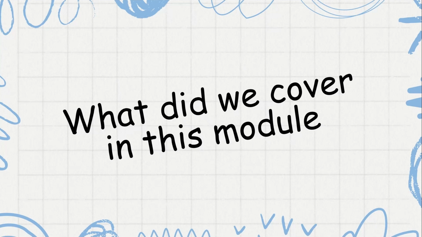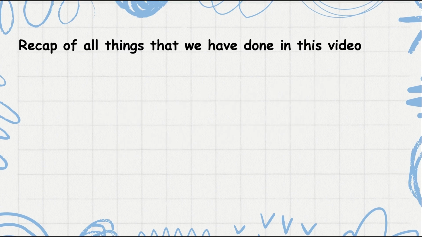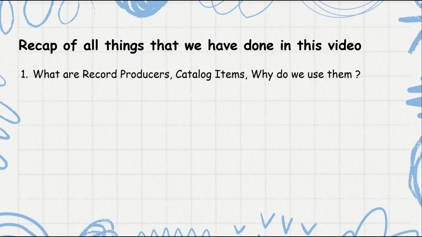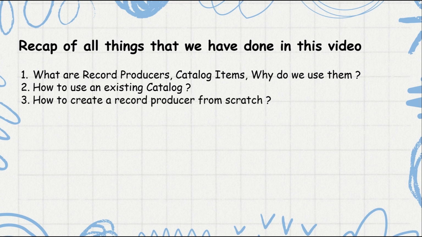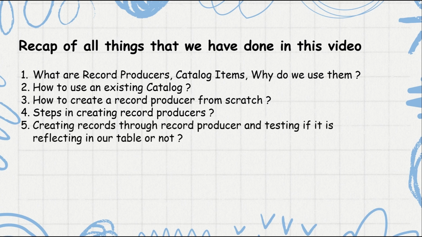Before concluding this module, let us once see what did we cover in this module. It is just the recap of all the things that we have done in this video. So first thing, we have understood what are record producers, catalog items, and why do we use them. Next, we have created a catalog using existing catalog. Then we have created a record producer from scratch, and we have understood the steps in creating record producers. And after creating record producer, we have created a record through the record producer and tested if it is reflecting in our table or not.